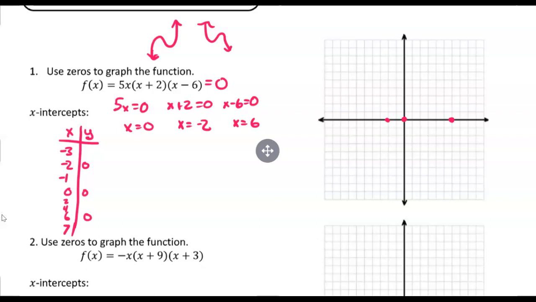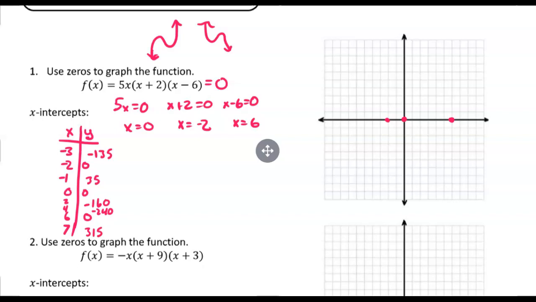All right, so at -3, it's at -135. So clearly I'm not graphing that. At -1, it's at 35. At 2, it's at -160. Sorry. At 4, it's at -240. And at 7, it's at 315. Okay, so maybe I will graph that.